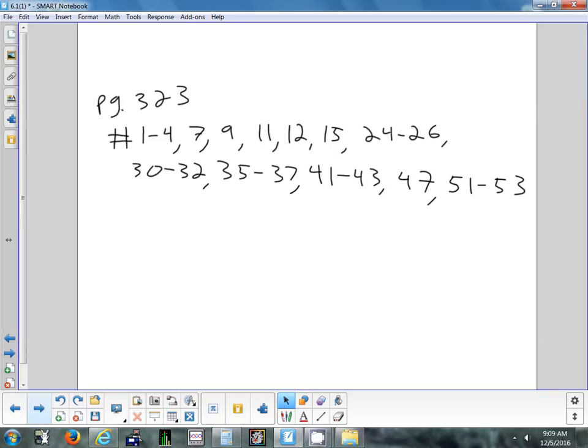Okay, so homework tonight will be on 323. It kind of skips around a lot because we did lots of little things today, like find the complement, find the supplement, draw the angle, classify it, things like that. So they're pretty short problems. It's 1 through 4, 7, 9, 11, 12, 15, 24 to 26, 30 to 32, then 35 to 37, 41 to 43, 47, and 51 to 53.